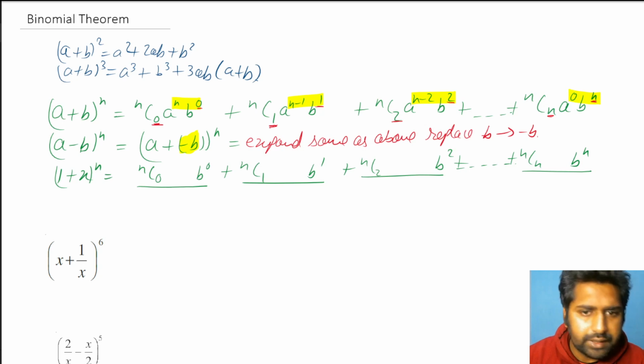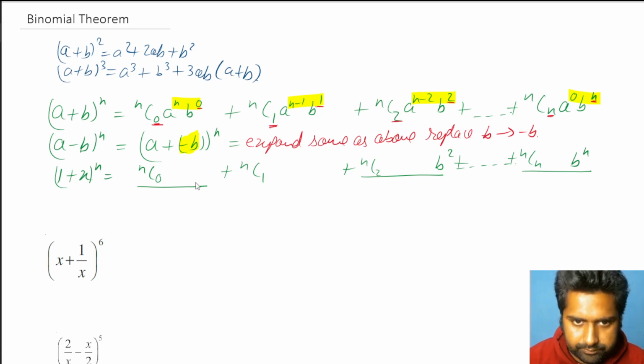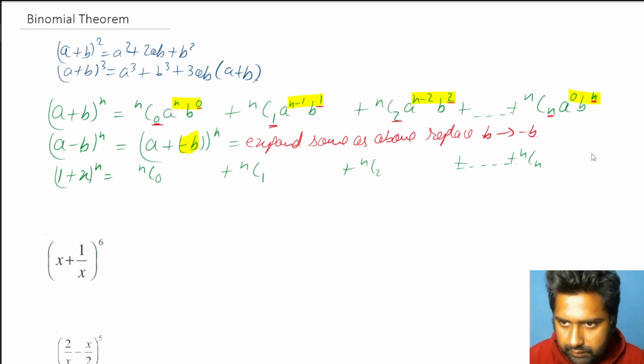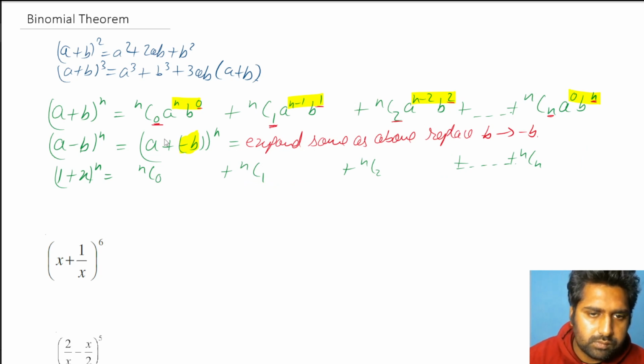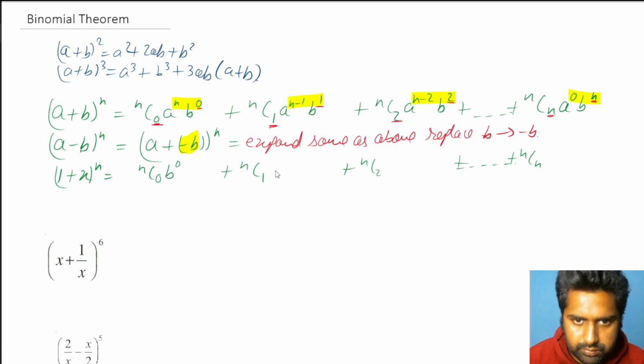So I'm going to rewrite this now so it doesn't look so weird. nC0 b raised to power 0, nC1 b raised to power 1, nC2 b raised to power 2, nCn b raised to power n.